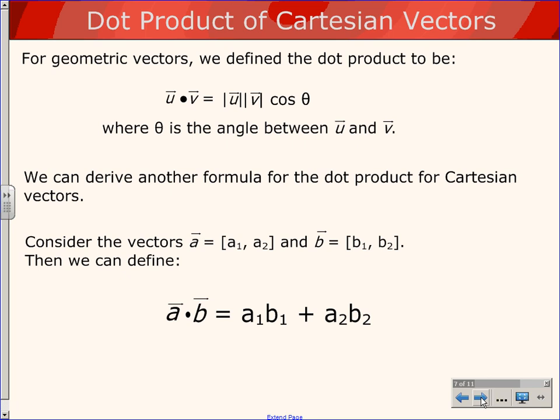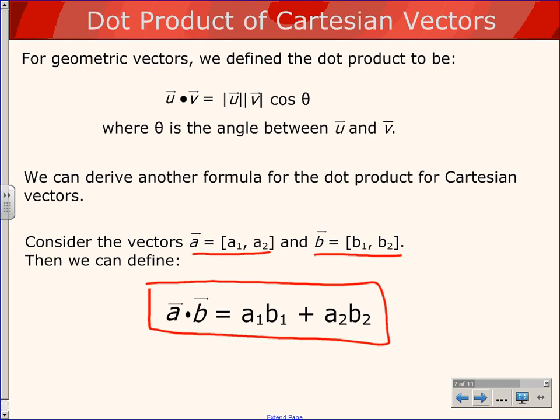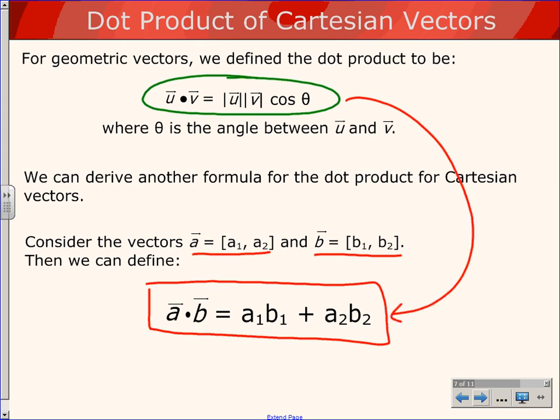So as it turns out, there's a way of calculating the dot product given Cartesian vectors. If I start off with a vector A and a vector B, like that, you can calculate the dot product using this formula. Now remember, this initial one up top is the one that we said was defined. We're going to define the dot product to be that. What I'm telling you now is that you can actually calculate the dot product this way too.